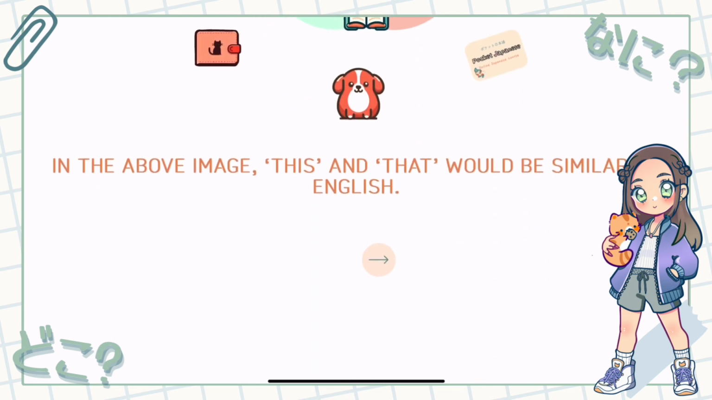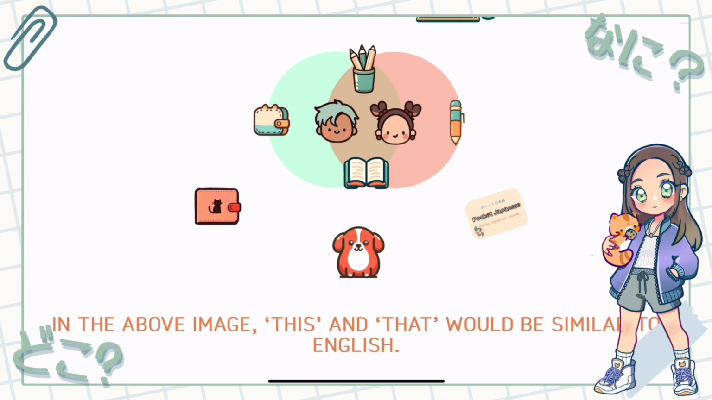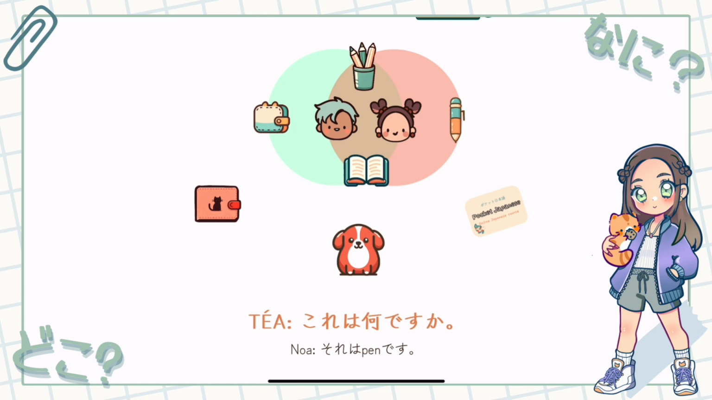Let's look at it from a different lens. In the above image, this and that would be similar to English. Teya, kore wa nan desu ka? Noa, sore wa, I actually don't know if I'm going to call him that. Noa, sore wa pen desu. So, for example, you can kind of see a little area here that is overlapping. Anything in the red would be kore to Teya. Anything in the teal, is that the right color? Turquoise would be kore to Noah.